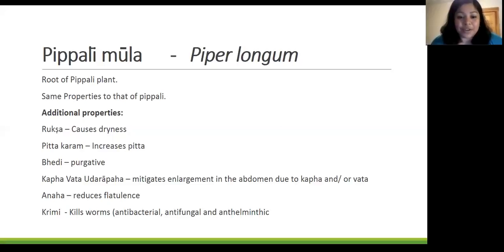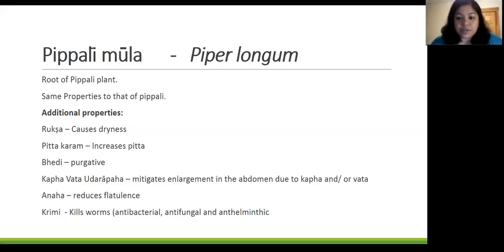Does Pipalimula also have sweet vipaka? No. That's a great question. The Pipalimula does not have the sweet vipaka. The Pipalimula has the katu vipaka. So thank you for picking up on that. Because at this stage, the Pipalimula is actually much stronger compared to the Pipali fruit. And so the Pipalimula has katu vipaka, okay? So these are some of the qualities. So it is krimighna, it helps to kill krimis, and that includes that it has antibacterial, antifungal, and anthelmintic properties, which means it helps to kill parasites, okay?